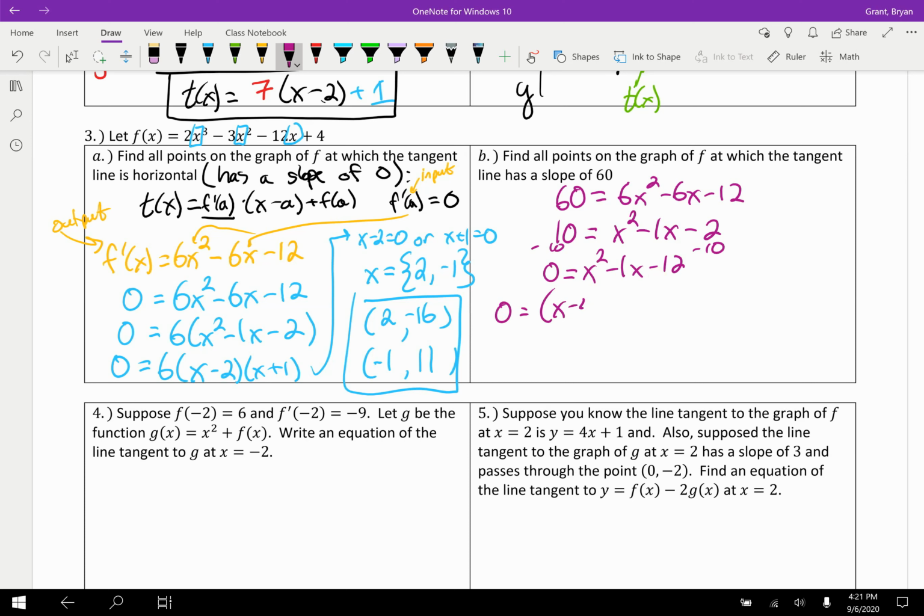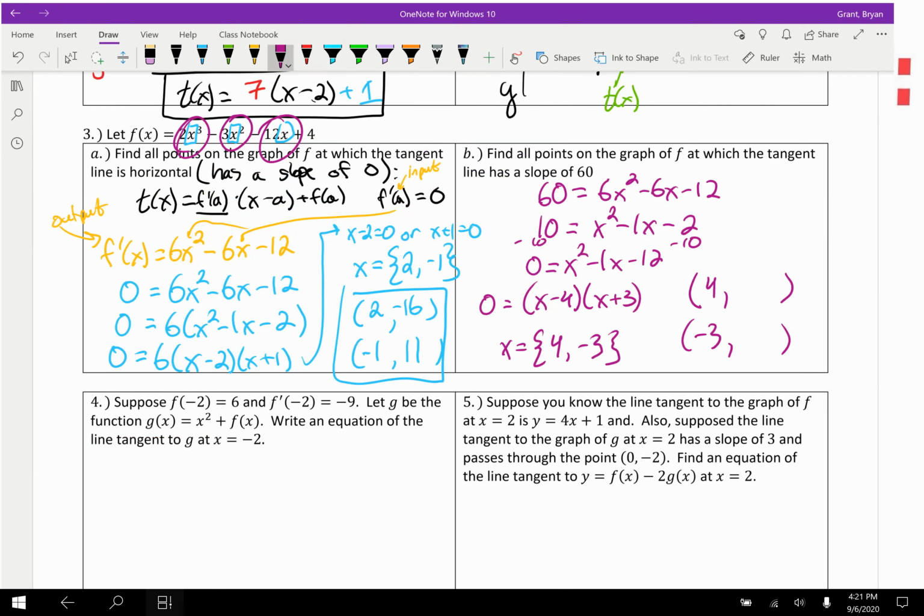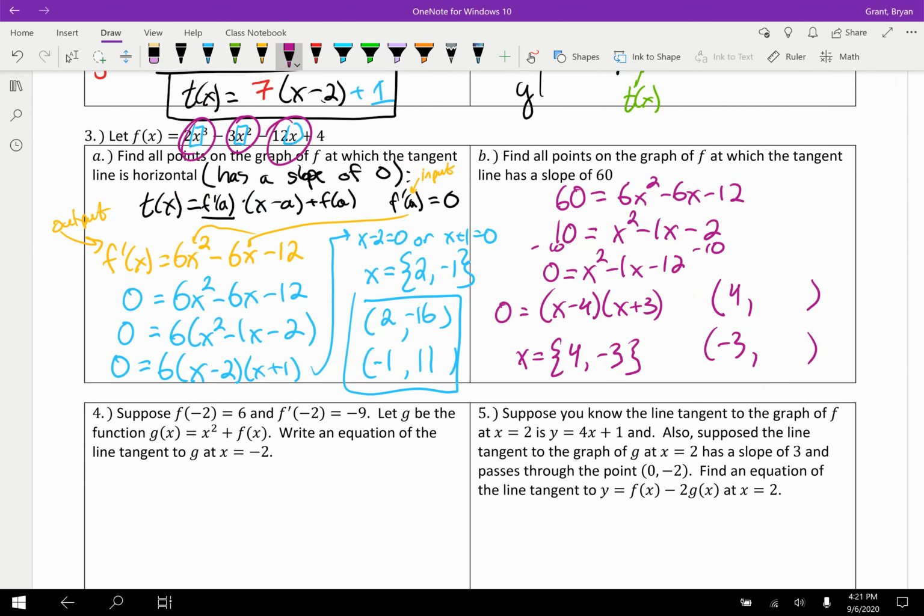0 equals x minus 4 times x plus 3, two numbers that multiply, two numbers that add, and then solve. And I imagine most of you know it's just the opposites here. Very exciting. And last but not least, we find our points: 4 comma what and negative 3 comma what. And again, these points are found by substituting 4 and negative 3 into this equation. You can find them on your own. It's nothing too crazy. Use your calculator, but in the interest of time, we're going to keep going.